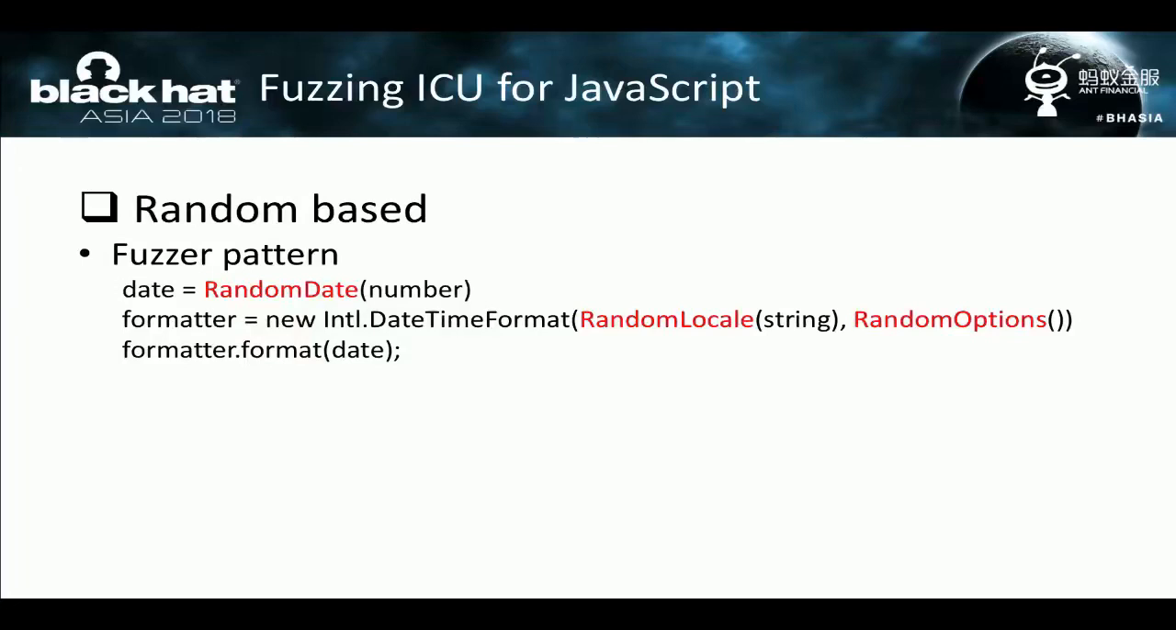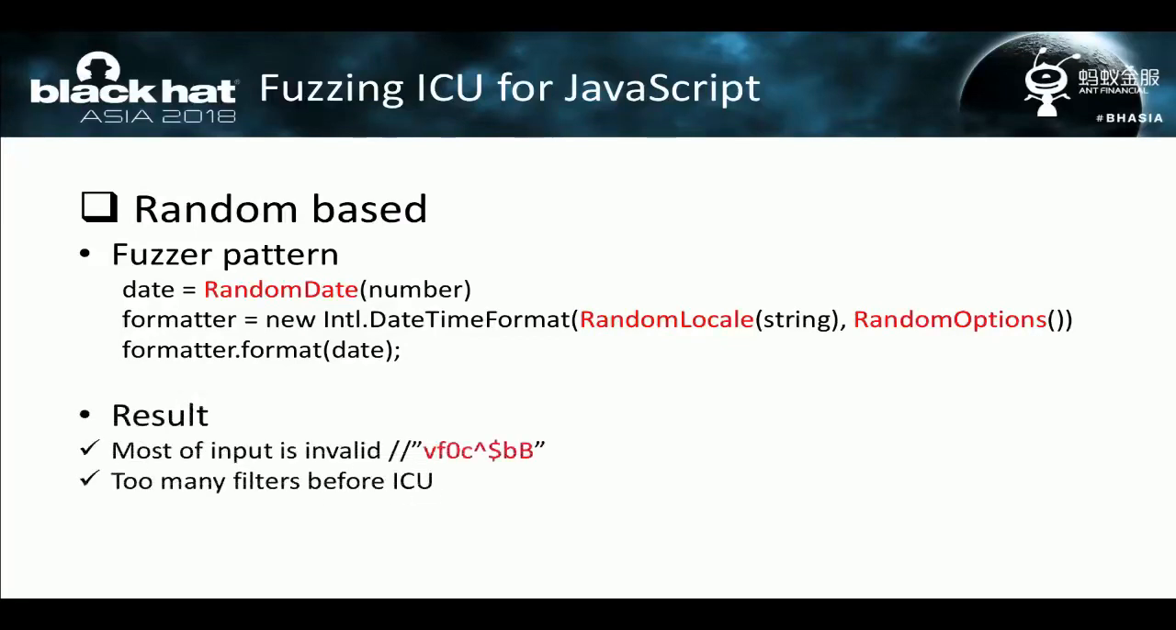When I started fuzzing, I first thought about random-based fuzzing. The fuzzer generated the date number, the locale, and the options randomly. Then it called the format functions, but the result was very bad because most of the input was invalid. Just like this locale, there are too many filters before ICU, so the locale cannot bypass all the filters.